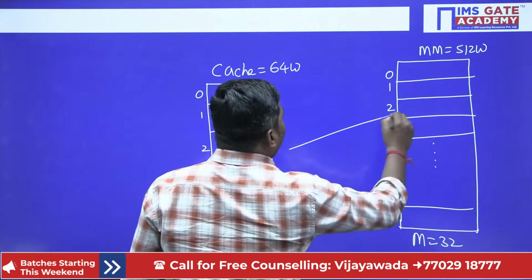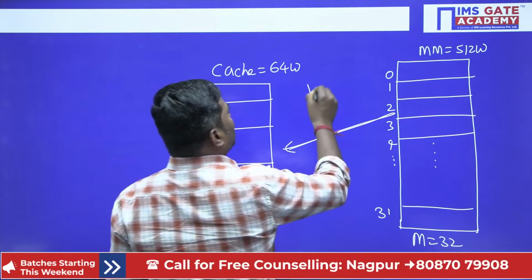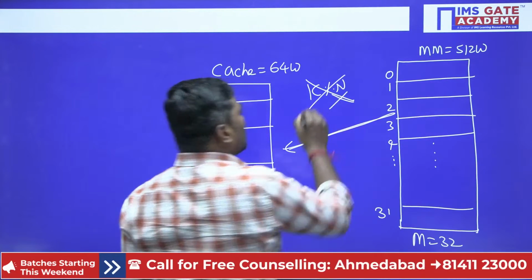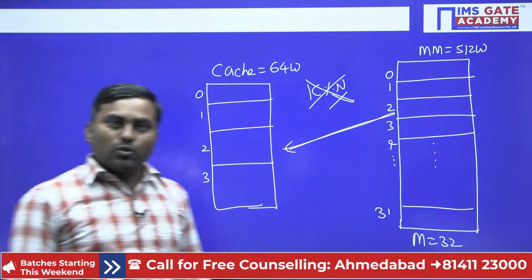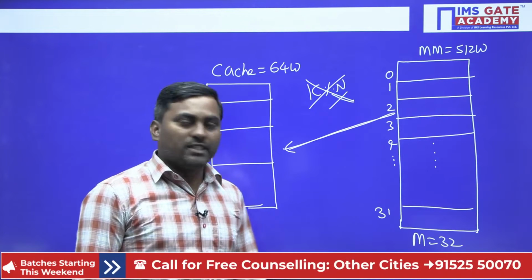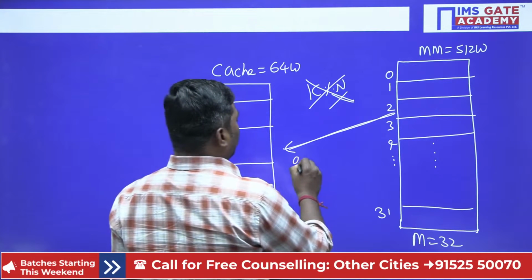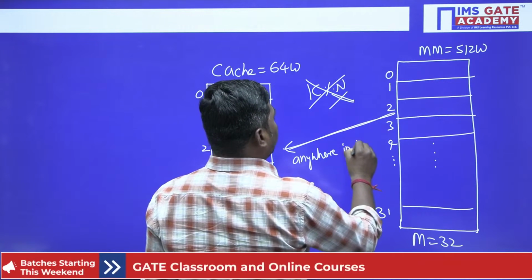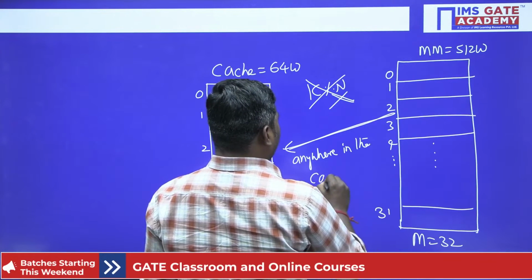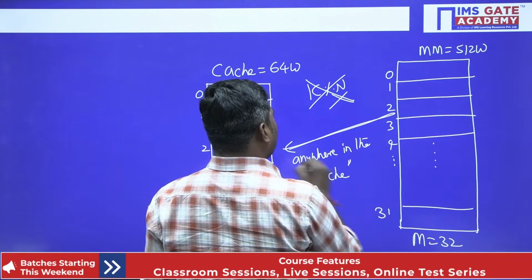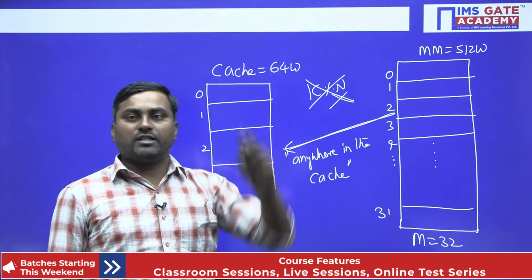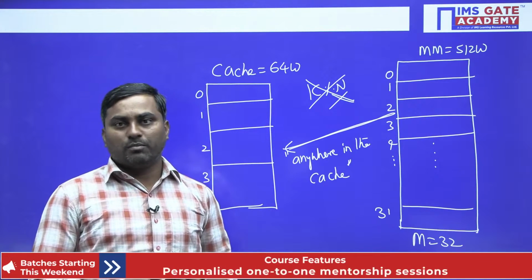Now how does the mapping go here? No function, no k modulo, you are not using any function at all, please. That is only applicable for direct address mapping. In this case, any block can be placed anywhere in the cache. Anywhere in the cache is a line, please understand. You take any block of main memory and place it anywhere in the cache, wherever an empty block is there.